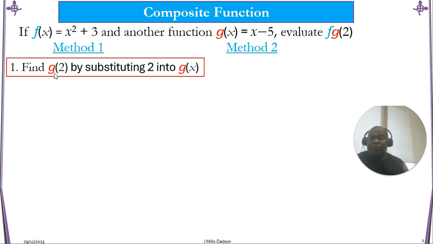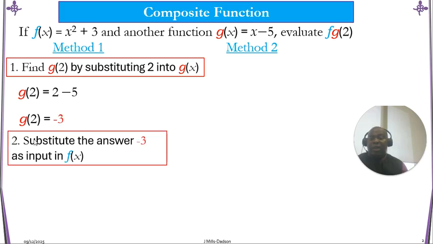We first find g of 2 by substituting 2 into the g of x function. So in this case, g of 2 will give us 2 minus 5. We work out, and g of 2 will be equal to negative 3. So now we know g of 2 is equal to negative 3. We are going to substitute negative 3 as an input into the f of x function.